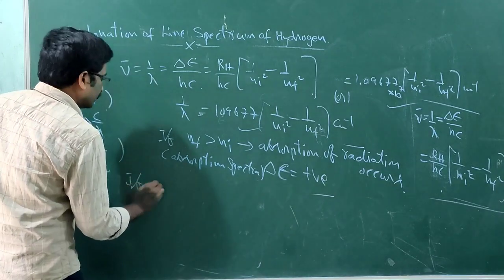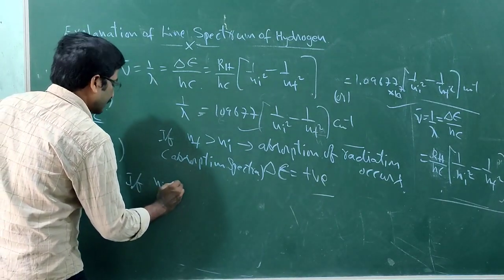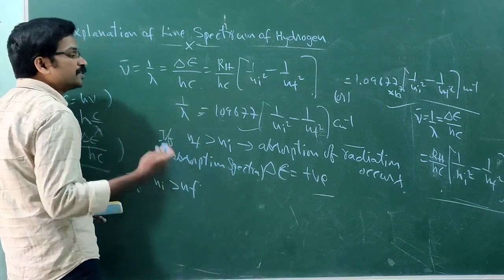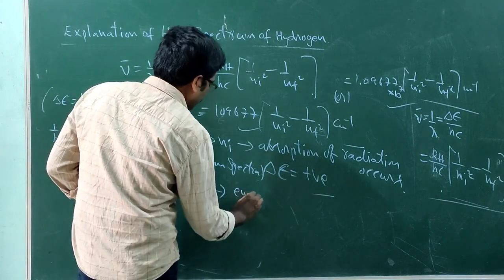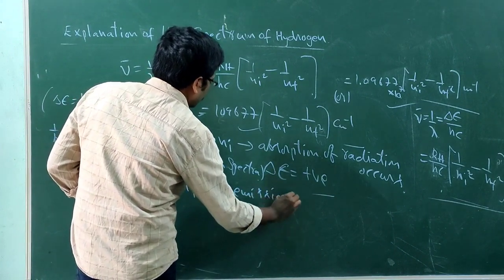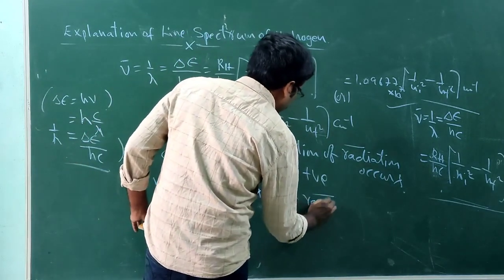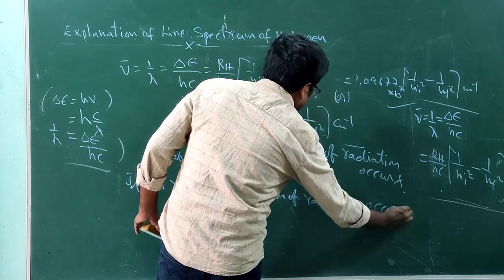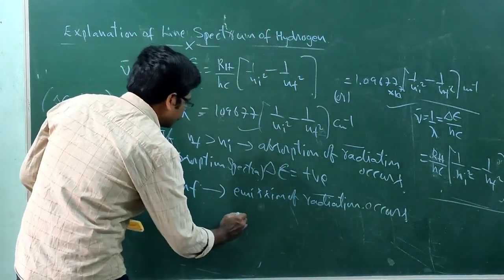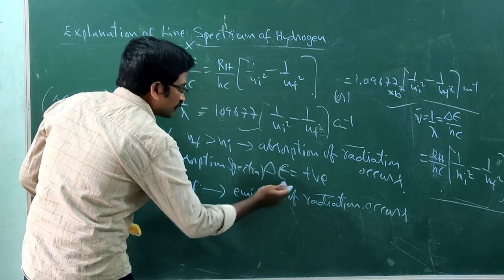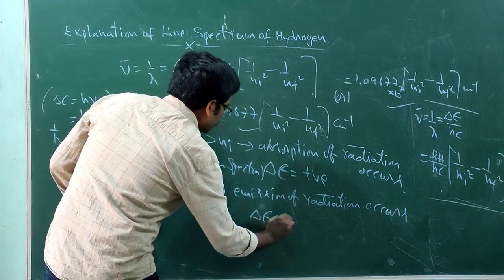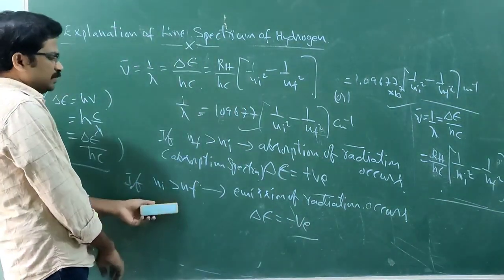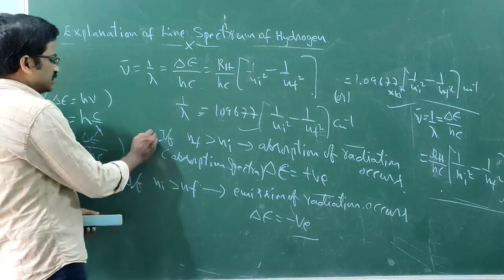If Ni is greater than Nf, it means emission of radiation takes place. Emission of radiation occurs. Then this is emission. Okay, del E is equal to negative. Here del E is equal to negative. How do we understand this concept?